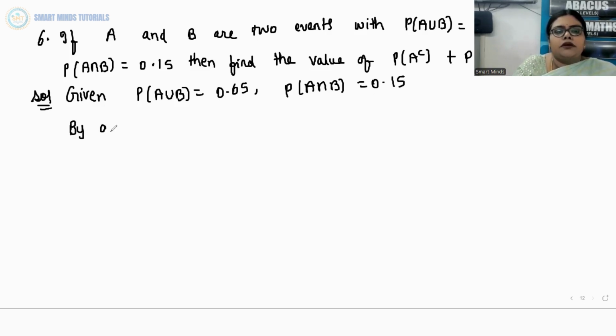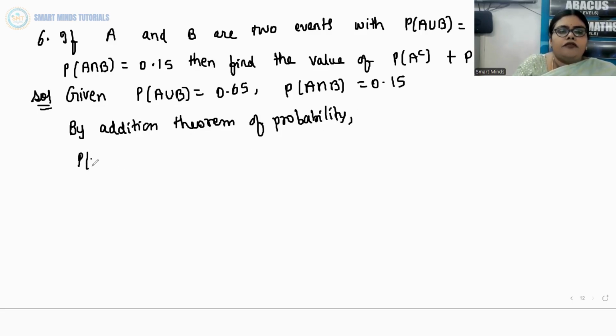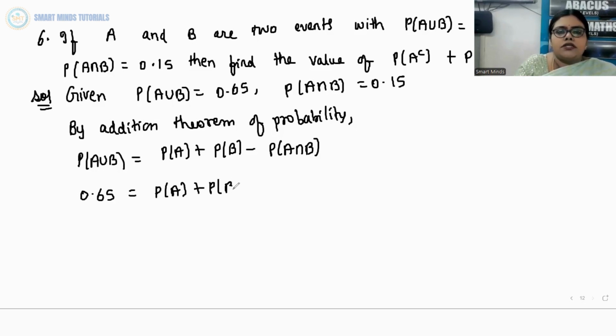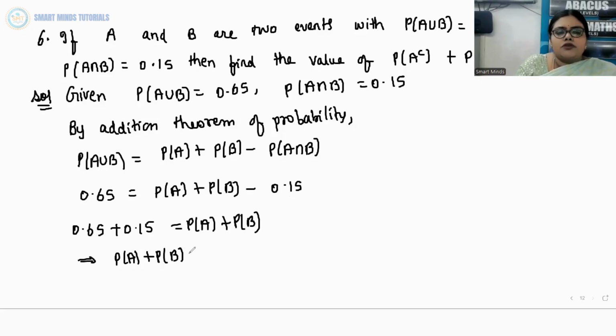We use the addition theorem here. So by the addition theorem of probability, what is the addition theorem of probability? P of A union B equals P of A plus P of B minus P of A intersection B. So in the place of P of A union B, we write 0.65 equals P of A plus P of B, which is not known to us, minus 0.15. Take minus to the left hand side. So you get 0.65 plus 0.15 is P of A plus P of B. So from here we get P of A plus P of B equals 0.8. Let us mark this as equation number 1.